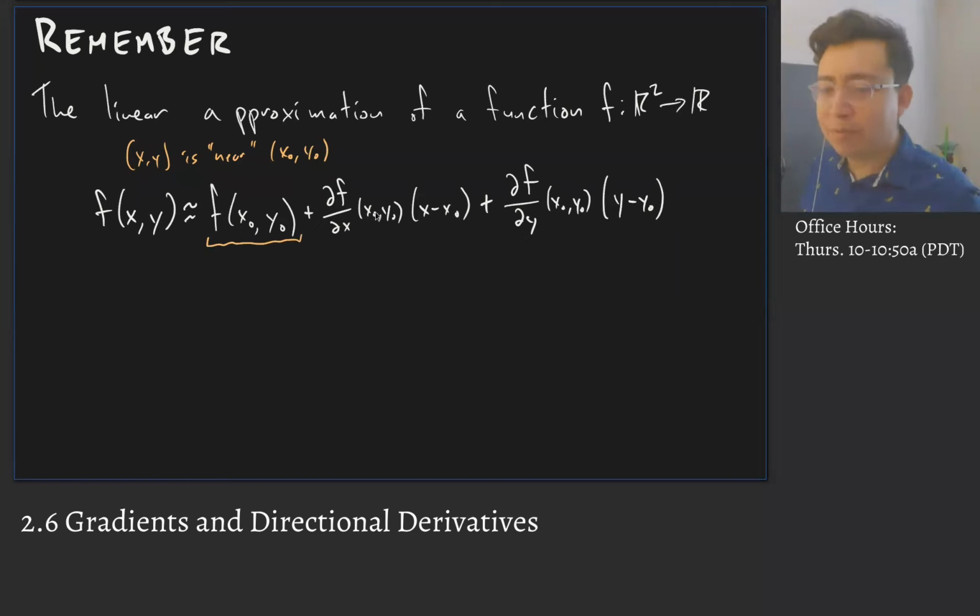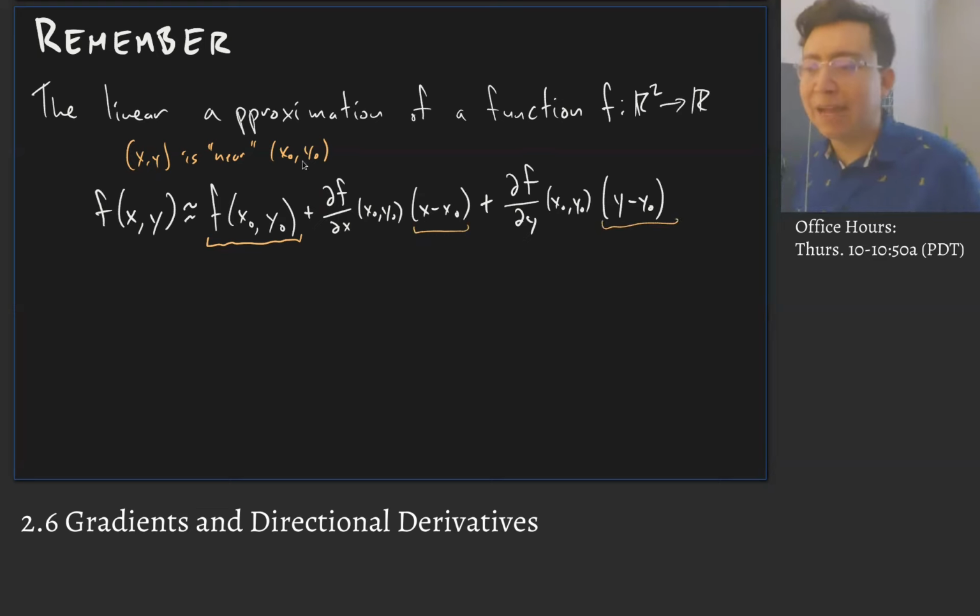We do those by taking the partial derivatives, and then we multiply by how far. This is basically telling you how far the point (x, y) is from (x naught, y naught). This here is telling you how far away that is.